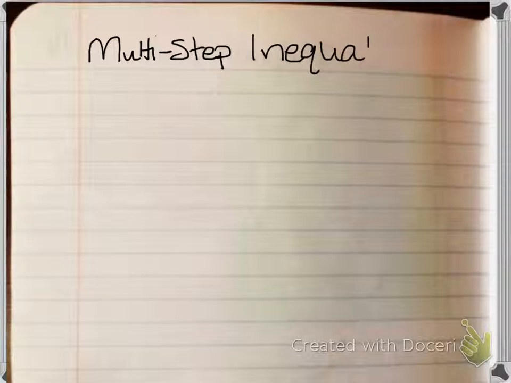Alright, let's get started. On the top left side of the paper, I would like you to write multi-step inequalities. That is what we are focusing on today. These, just like multi-step equations, are going to require a little bit of simplifying or maybe distributing, some kind of process that has to take place before you can start moving the variables to the different sides of the inequalities. So let's start with our first example.